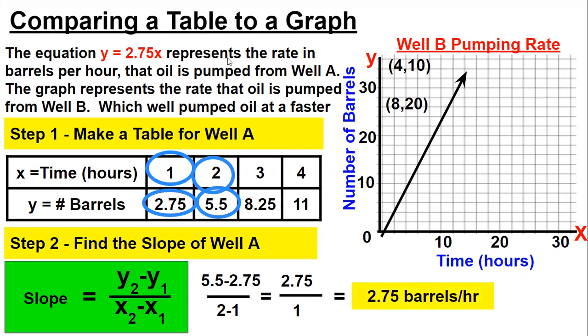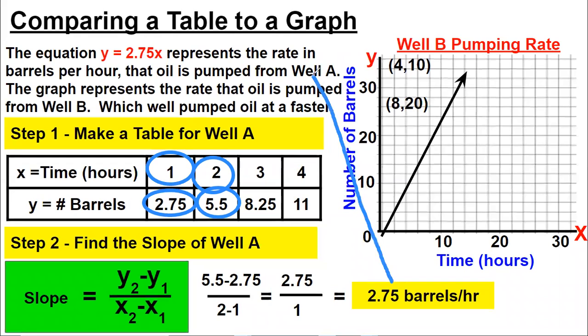Pretty easy to figure that out without doing those calculations, because what I told you before is that is the slope of the line. So we could just use the equation. We don't even have to do that. I just wanted to prove to you that that's why it is. Okay. So that is well A's rate. It does 2.75 barrels of oil for every 1 hour.